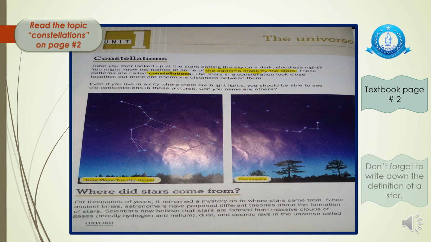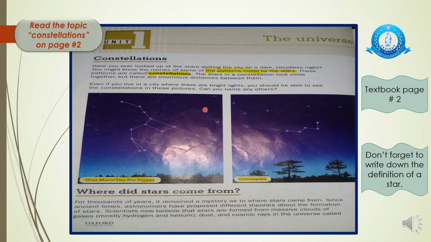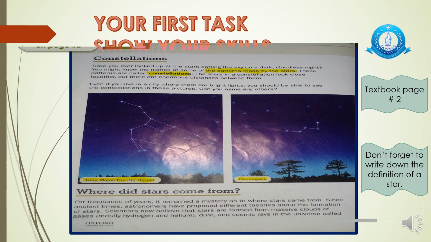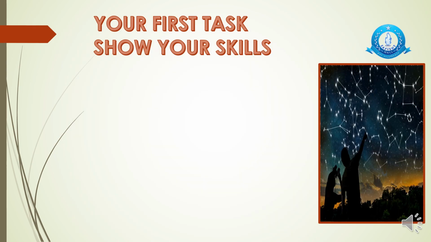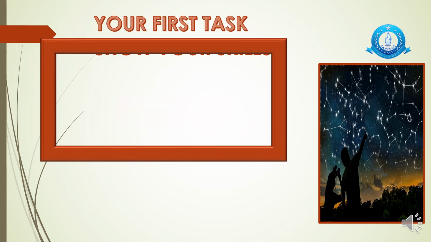Now what is next? Don't forget to write down the definition of a star and underline the definition of constellation over here. The patterns made by the stars are called constellations. Now here is your first task. This is an activity which you are going to do. You have to show me your skills.